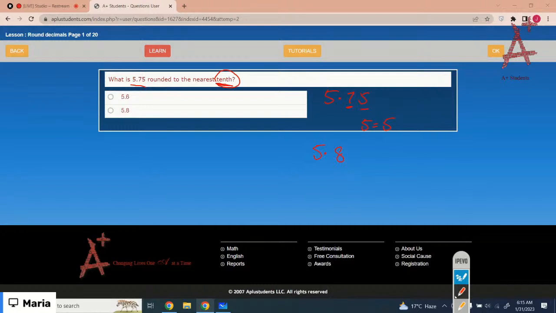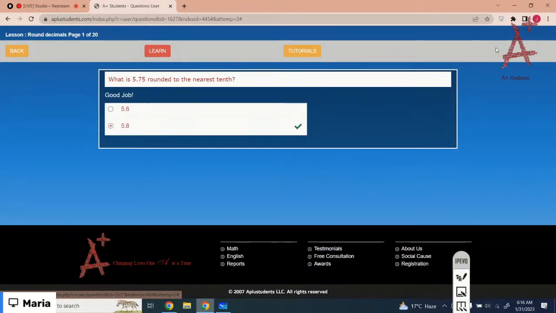So the correct option is 5.8. Just select the correct option and click on the OK button.